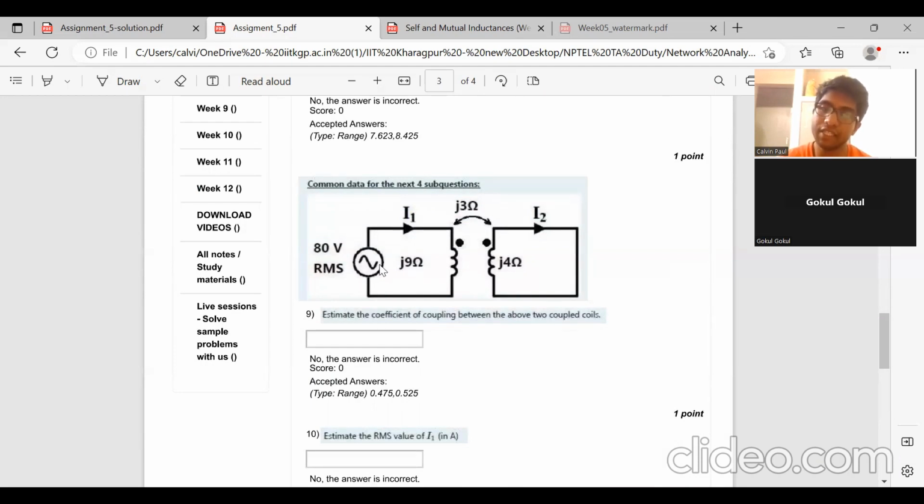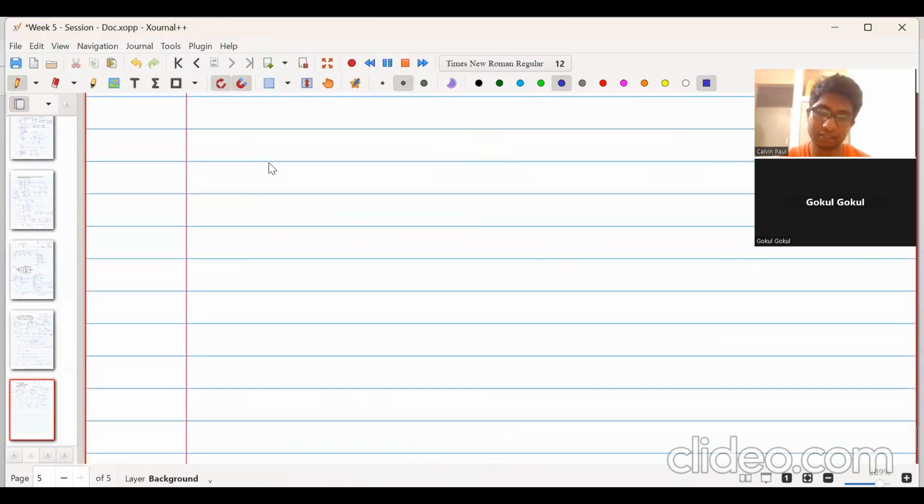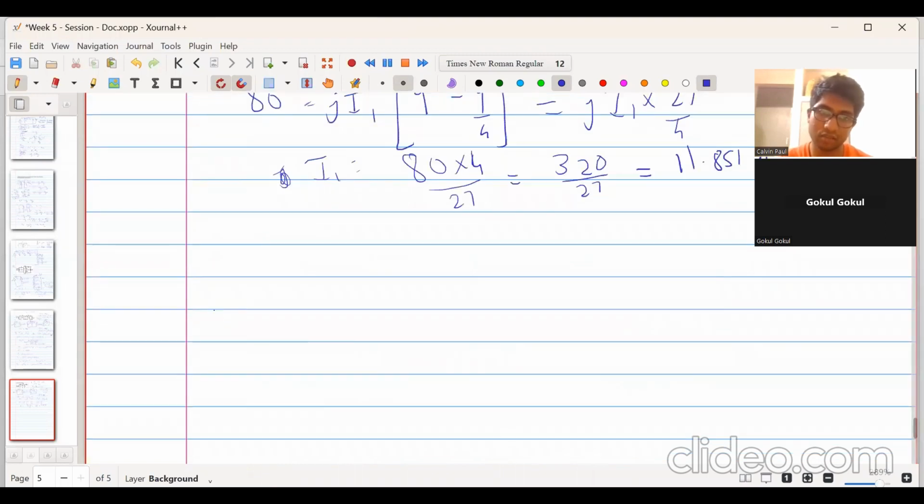Suppose instead of this 80 volt source, they can write it like this. They could write a voltage source of 250 volt. This will be the peak value of the sine wave. If this is the peak value of the sine wave, what is the RMS value of this voltage source then?